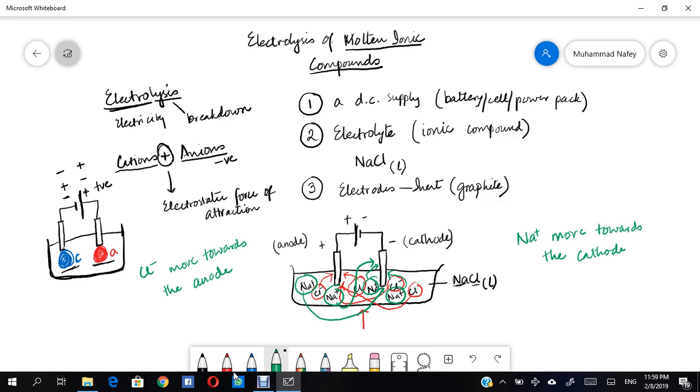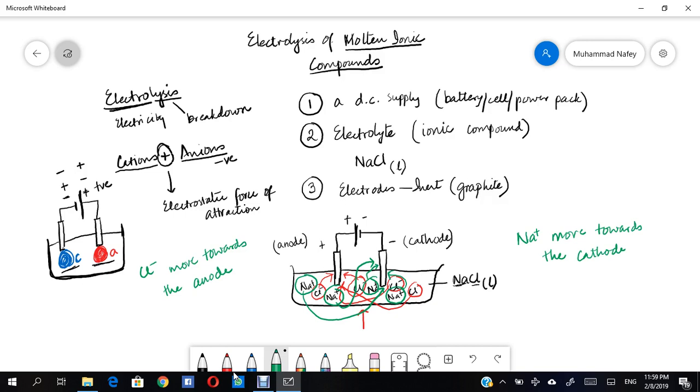Therefore, whichever species move towards the anode are going to have obviously excess electrons. That is why it's an anion. An anion is negatively charged because it has excess electrons. So the negatively charged ions that have moved towards the anode are going to lose their excess electrons. And these excess electrons are then going to travel to the cathode, where they will be gained by the electron deficient cations.